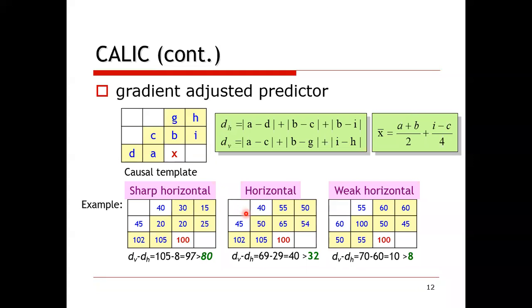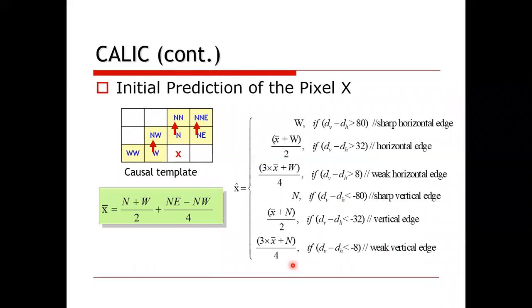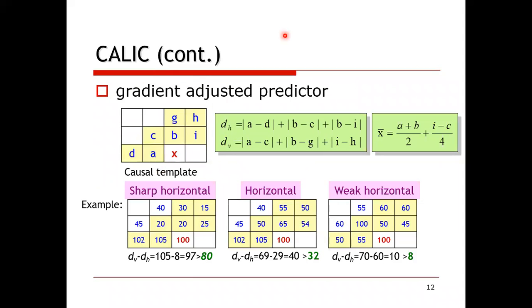Now see here, if dB minus dS is equal to 96 minus 29, 40 is greater than 32, so it becomes a horizontal edge. The value becomes x bar plus W by 2. What is x bar? x bar is (N plus W) divided by 2 plus (NE minus NW) by 4. In a similar way, you will find the big horizontal edge.